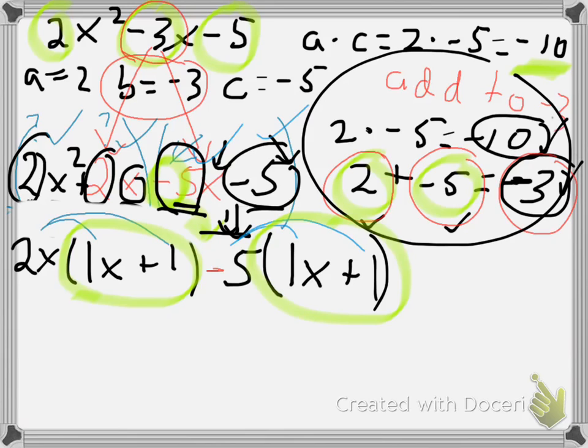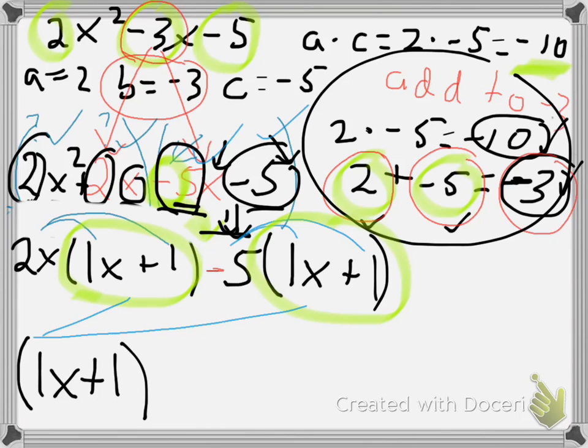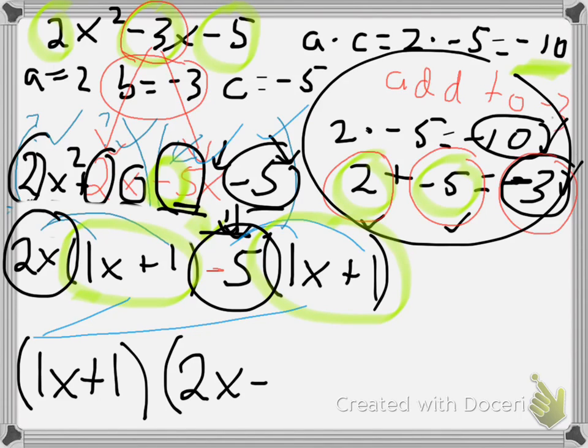So we can actually factor that out and have 1x plus 1. And then we're going to have some leftovers here, the 2x and the minus 5. So I'm just going to write 2x minus 5. Okay? So I did all that work. I actually have the right answer, but let's check it.